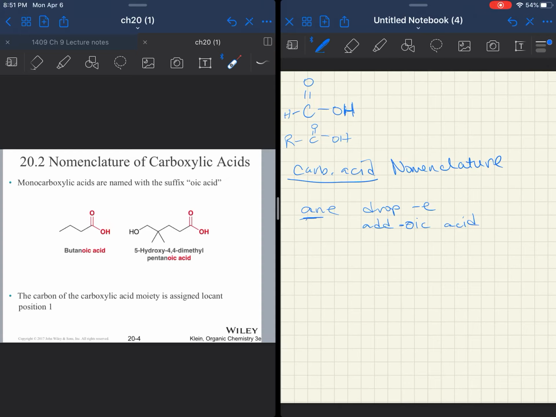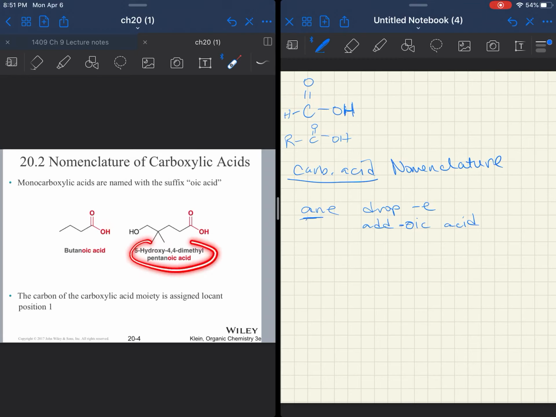So butane becomes butanoic acid. Not butoic acid, butanoic acid. So you want to keep that AN. Everything else follows these rules. If we look at this more complicated structure, we want the longest chain, 1, 2, 3, 4, 5, that contains both the carboxylic acid and the most substituents. You could also number down this way, but then you would have a complex substituent here. Since it's 5 carbons long, pentane becomes pentanoic acid.